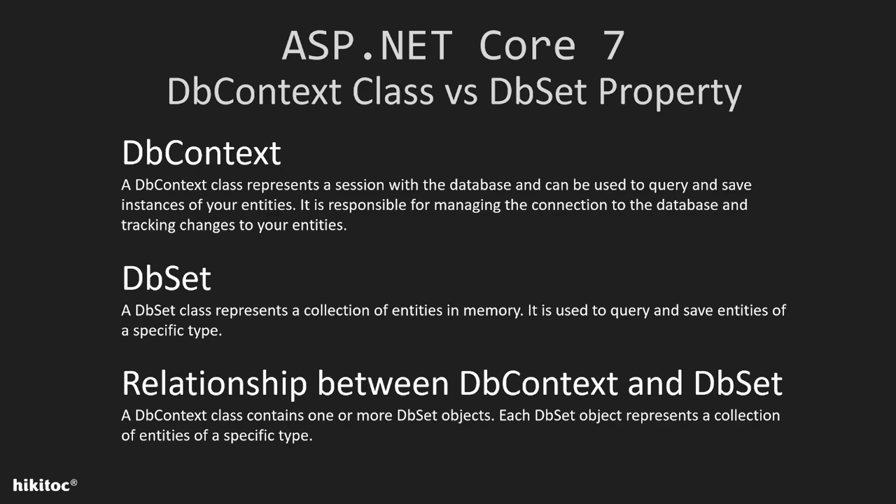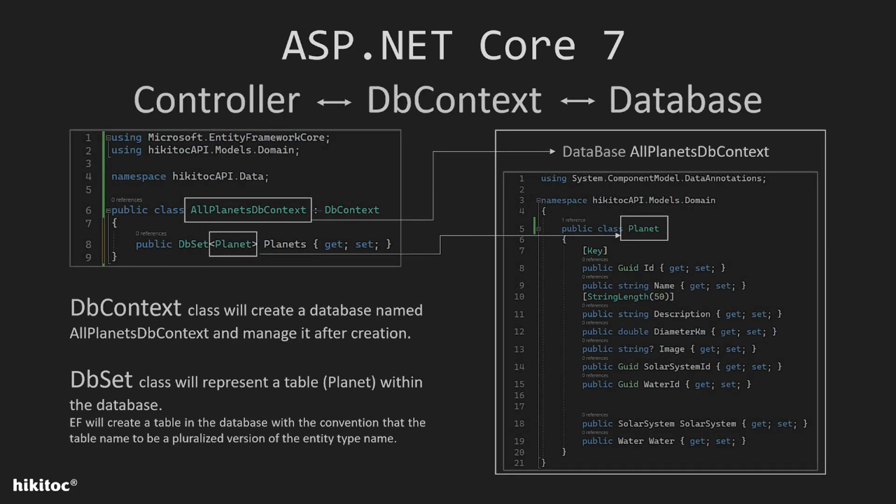Before we install Entity Framework, I will quickly explain the DbContext class and DbSet class. DbContext and DbSet are two important components in Entity Framework. A DbContext class represents a session with the database and can be used to query and save instances of your entities. It is responsible for managing the connection to the database and tracking changes to your entities. A DbSet class represents a collection of entities and is used to query and save entities of a specific type. So, a DbContext class contains one or more DbSet objects, with each DbSet object representing a collection of entities of a specific type.